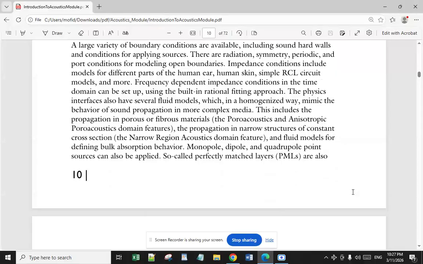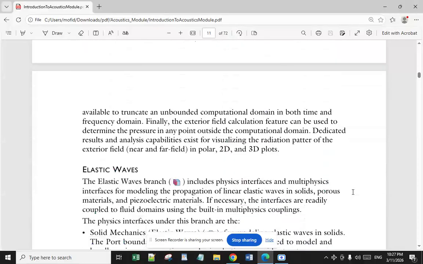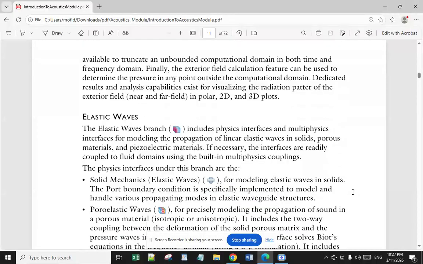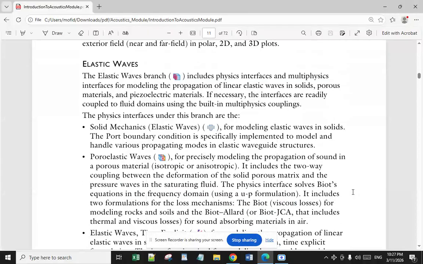So-called perfectly matched layers (PMLs) are also available to truncate an unbounded computational domain in both time and frequency domain. Finally, the Exterior Field Calculation feature can be used to determine the pressure at any point outside the computational domain. Dedicated results and analysis capabilities exist for visualizing the radiation pattern of the exterior field, near and far field, in polar, two-dimensional and three-dimensional plots.